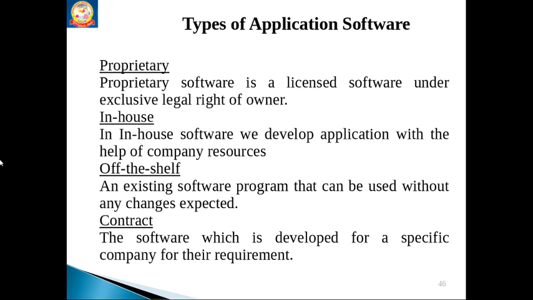Types of application software: proprietary, in-house, off-the-shelf, contract. Proprietary means licensed software. Some software we have to buy, and these are licensed software, so that only we have a right to access that. So it is an exclusive legal right to the owner.